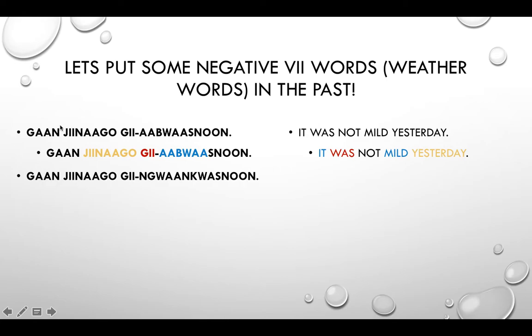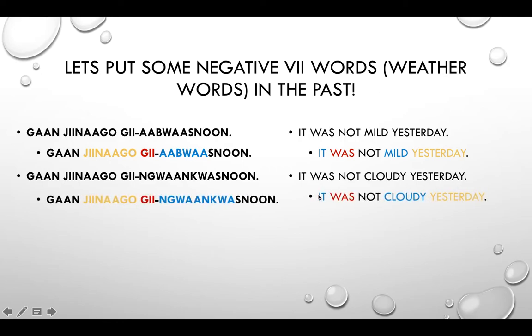So moving on to our VII word that ends in a D or T sound, guan kwet. So gon ginago gi guan kwesnon. It was not cloudy yesterday. So gon and snon meaning not, ginago meaning yesterday, gi meaning was, guan kwet meaning it is cloudy.